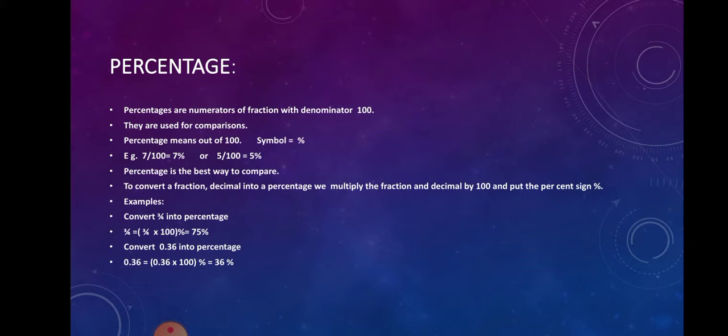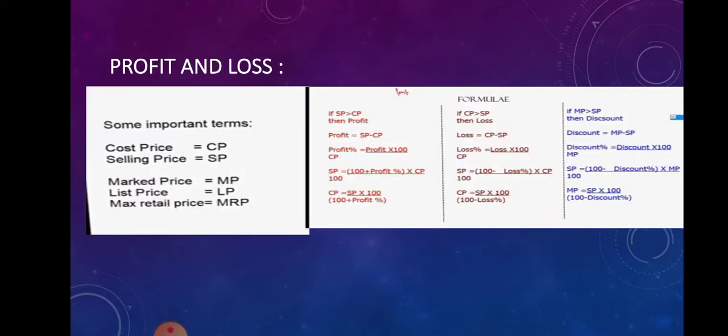Next in this chapter is profit and loss. What is the meaning of profit and loss? There are some important terms in this chapter: cost price, selling price, mark price, list price, and maximum retail price. What is cost price? Cost price is what we pay when buying something, and if we want to sell those items or things, that is the selling price.